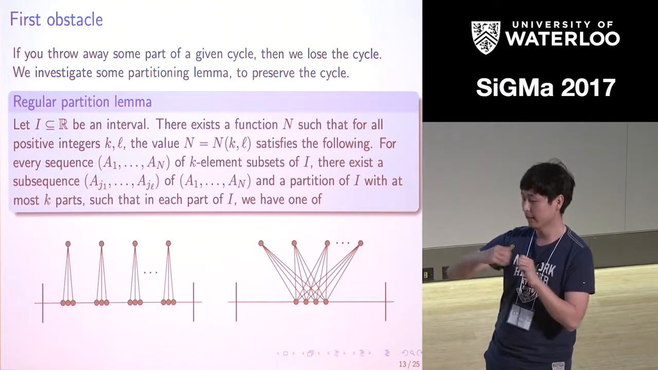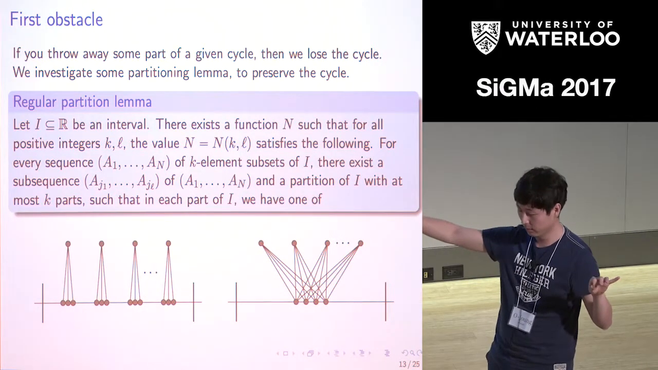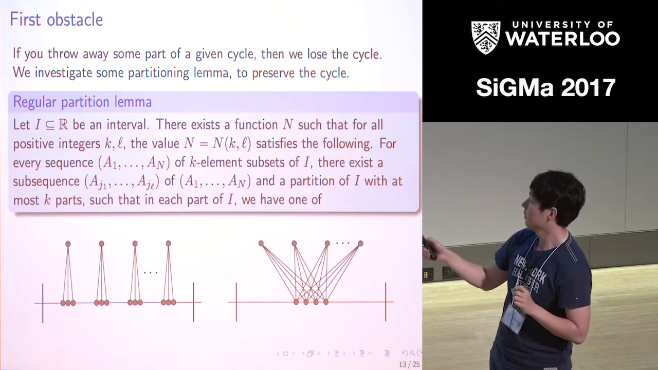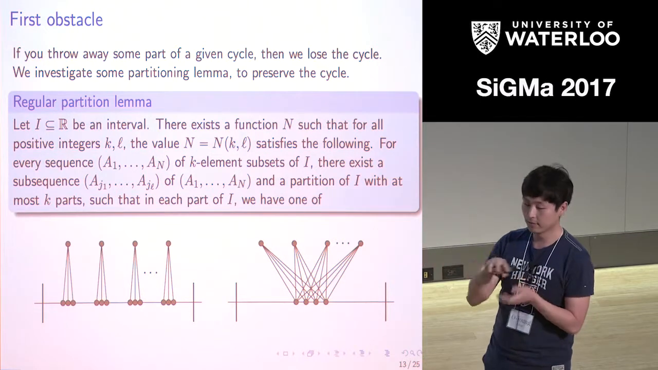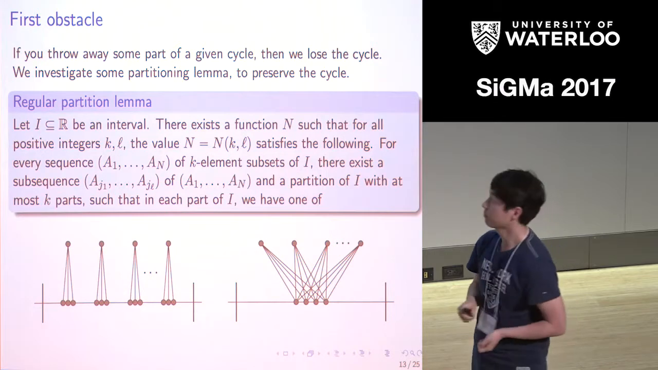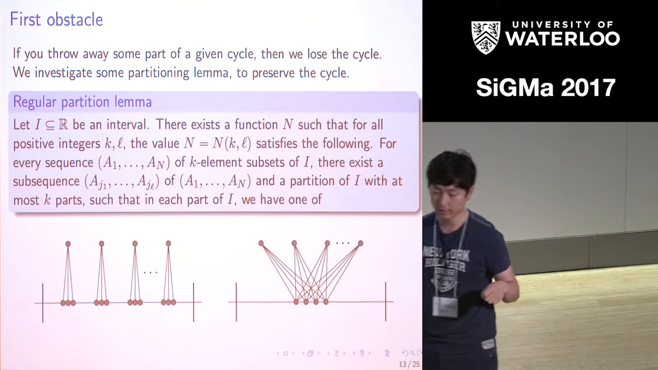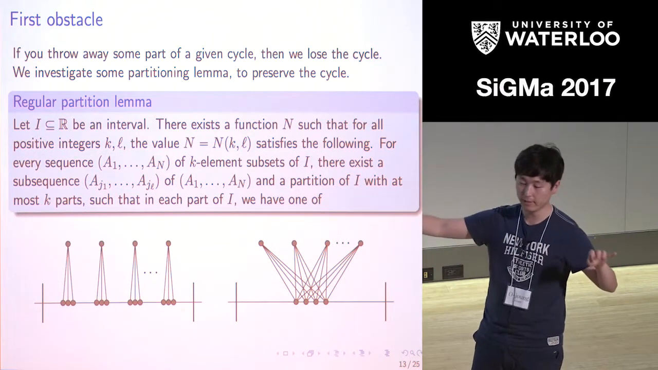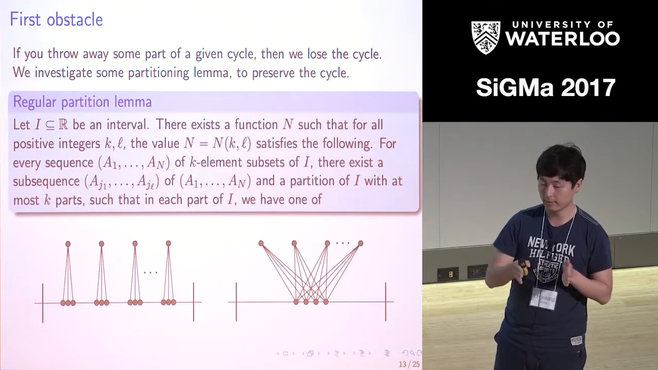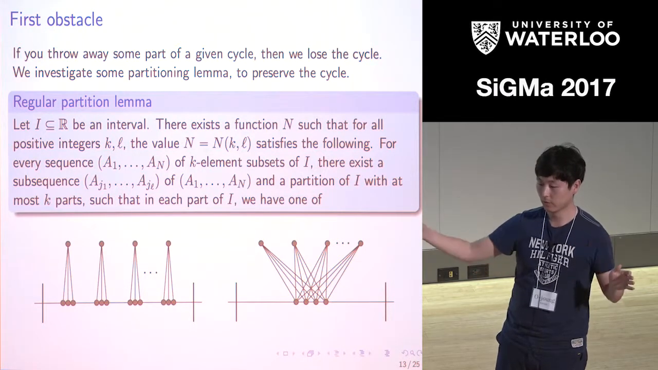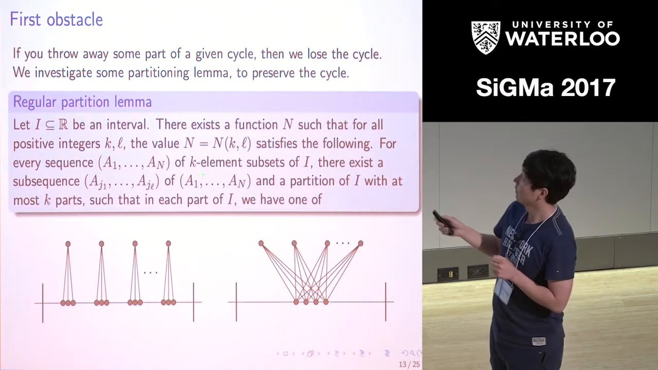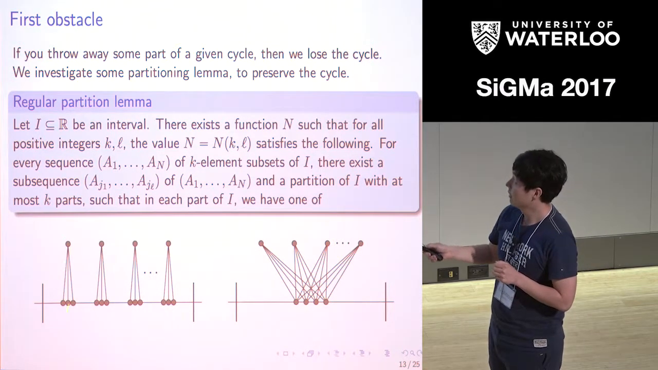You look at any real line, and each subset which we have here, the A_i's, is a set of integers in there where each set has size exactly k. And then what I can do is that if there are sufficiently many sets, you can find some subsequence of them, and then you can partition this original interval into k parts, such that if you look at each part, then this subsequence really looks like this.